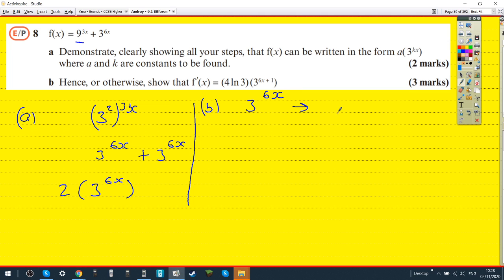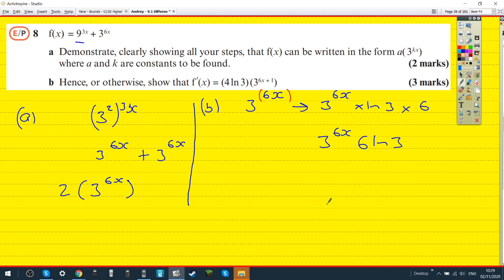So will that then become 3 to the 6x ln 3 or? 3 to the 6x times ln 3. It is times by one more thing. Times by ln 6 or something. Times by the derivative of the function inside the function. So times by 6. Yep. And so that is 3 to the 6x 6 ln 3, if you want to write it the short way.